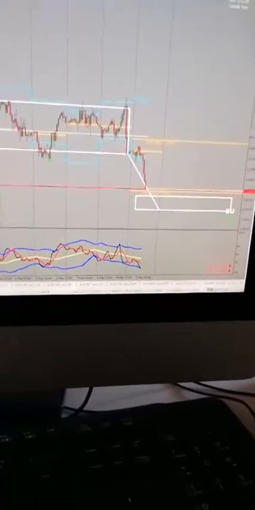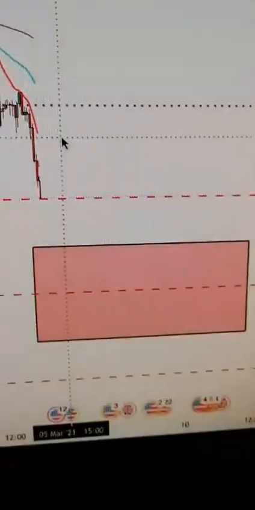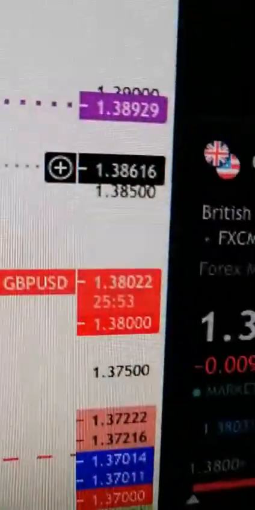Right, let me actually go to TradingView. That's a better platform, right? So if you see, we're now hitting the 138 level that I spoke of before. GBP USD is now officially at the 138 level. We're about 4 pips off, right? So that's the 138 level.